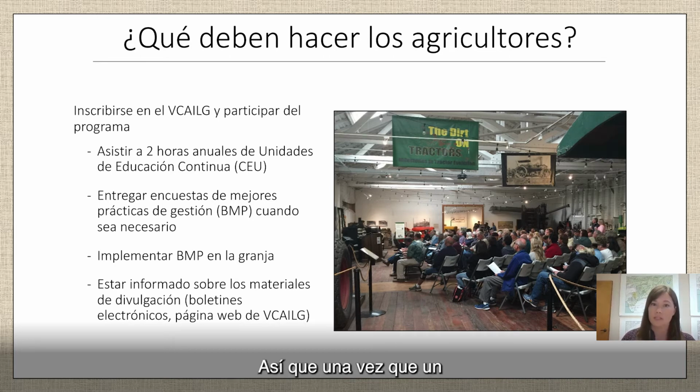So once a grower has enrolled in VCALG, participation in the program entails attending 2 hours per year of VCALG continuing education units, or CEUs, submitting a best management practice, or BMP, survey when it's required, which is about every 1.5 years, implementing additional or expanded BMPs on the farm as needed, and staying up to date with VCALG outreach, which includes periodic e-newsletters announcing education events, providing regulatory updates, or informing enrolled members about VCALG activities and important program information. Some of this information can also be found on our website, but the e-newsletter is the primary communication channel for the program.